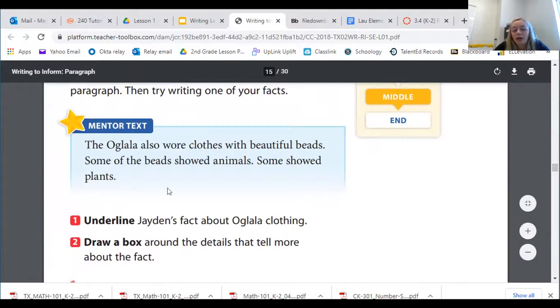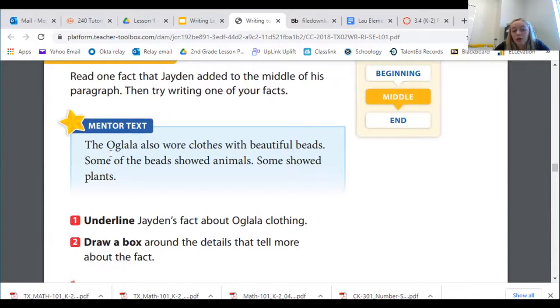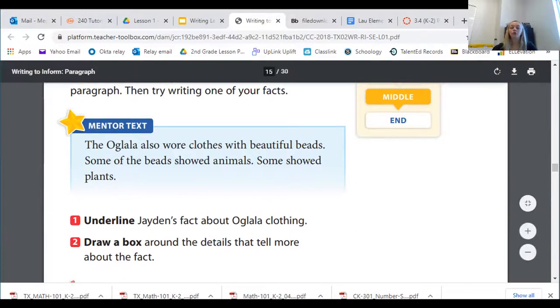And here it has highlighted for us the detail from the middle that Jaden included in his paragraph. The Oglala also wore clothes with beautiful beads. Some of the beads showed animals, some showed plants. So let's underline Jaden's fact about Oglala clothing. Feel free to pause the video, take a minute to underline Jaden's fact, and then come back when you are finished. We'll go over it together.